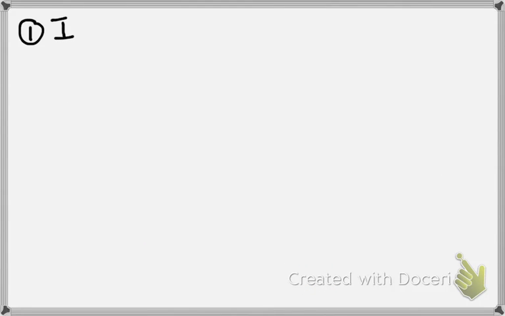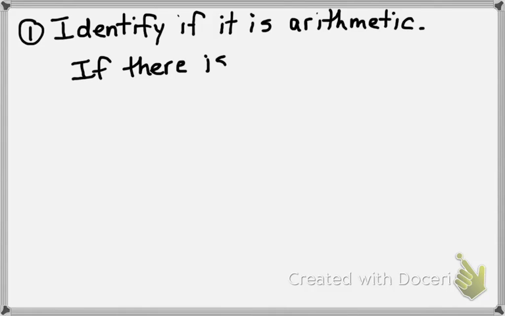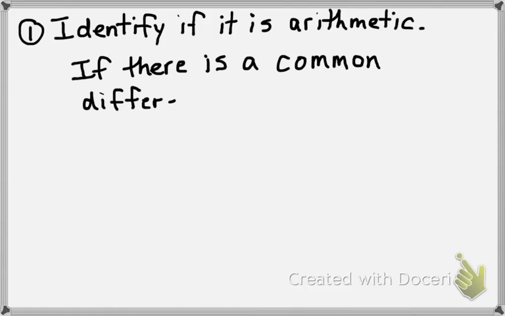Okay, now there are 3 things you have to be able to do for today's lesson. This is the first. You have to be able to look at a sequence and identify whether or not that sequence is an arithmetic sequence. Okay, very simple to tell. All you have to do is look and see, is there a common difference? If there's a common difference, it's arithmetic. If there's not a common difference, it's not arithmetic. It's that simple.